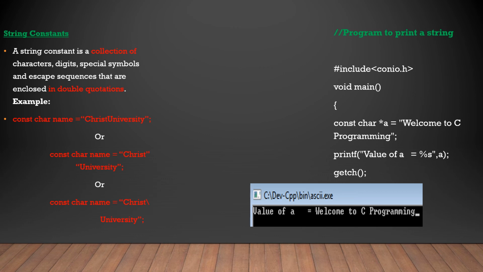Next, printf, value of a equal to %s. You are asking to print the entire string which is pointed to by a. You have given the value of a. So whatever this pointer variable is holding, the address of the string, that entire string has to be printed here. So you will get the result as value of a is equal to, %s means string data type. All the strings within the double quotes will be printed. Okay guys, this is about the string constant.